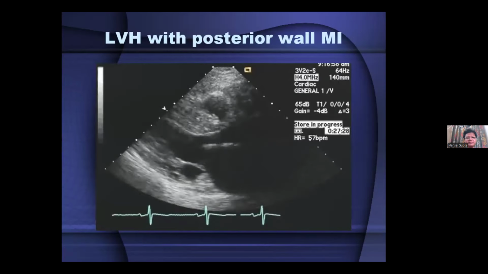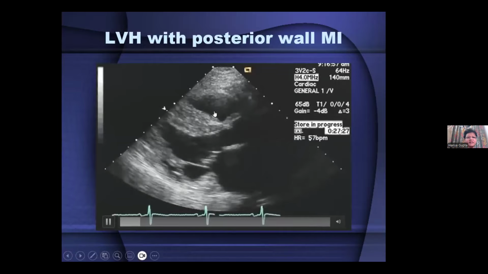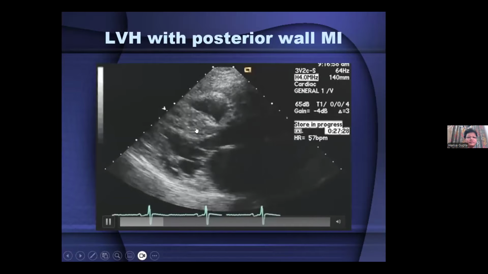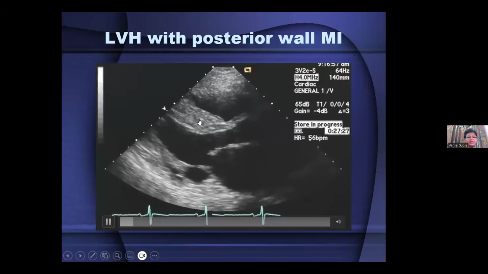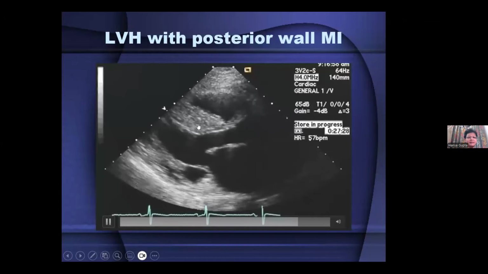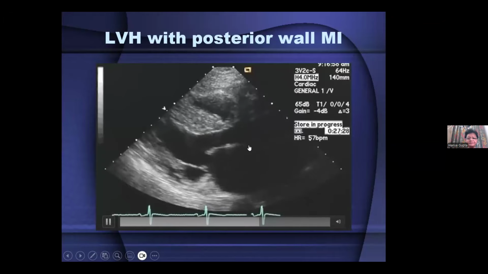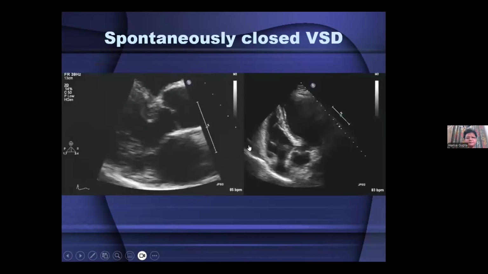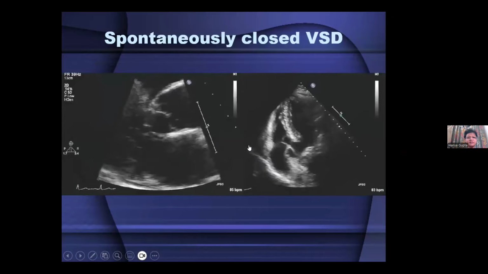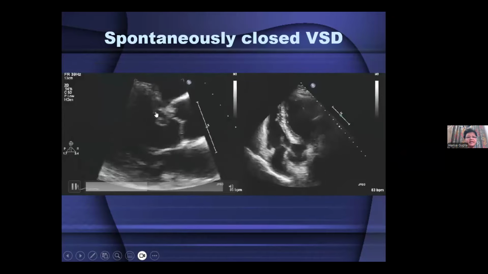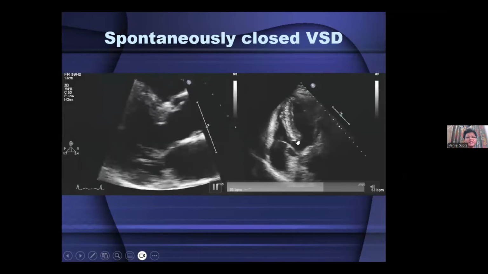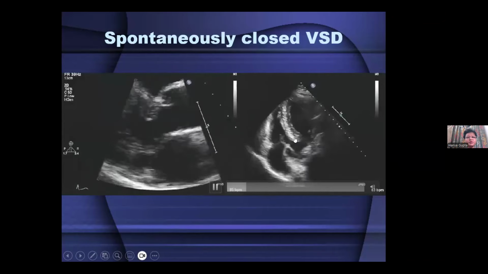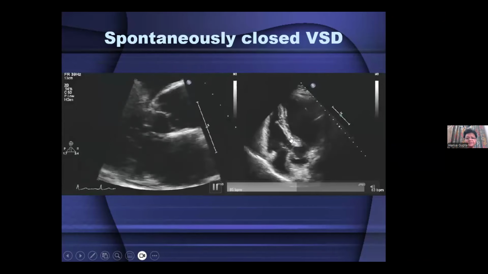Here, this is the one with the infarct. Can you see the thickness here? This is the hypertrophied heart, and this is the infarcted portion. So it's appearing as if this is an asymmetric septal hypertrophy. This is a dilated LA, very well visible. This is a spontaneously closed VSD. See how this is protruding? So this may mimic a hypertrophy of the basal segment.